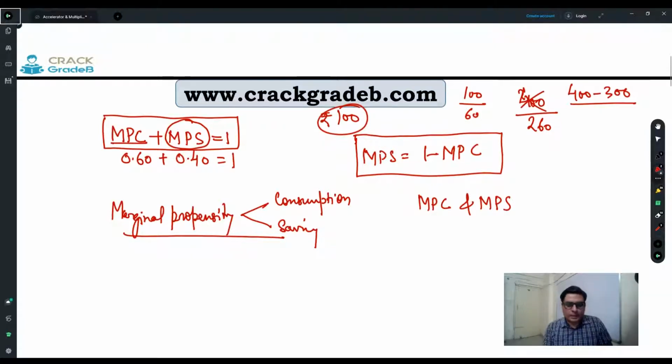Today's topic is the accelerator and multiplier function, and a quick revision of the ISLM curve. Right, this is today's topic. First the accelerator and multiplier function, then I will come to the ISLM curve revision.